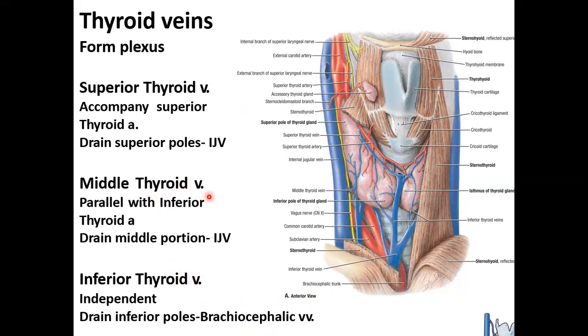Your middle thyroid vein is parallel with your inferior thyroid artery. So this is where it can get confusing because this is not common. Usually the blood vessels that run together have the same name, but this is one of those instances where they don't. So your middle thyroid vein runs parallel with your inferior thyroid artery. Your middle thyroid vein also drains into your IJV.